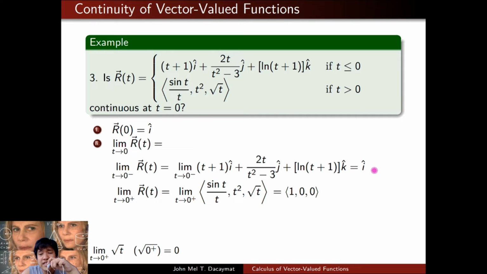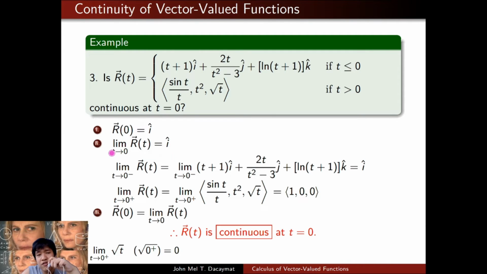And what can you say? Are these two equal? No? Yes, they are. Iba lang ng notation, but they are the same vector. So, meaning, yung limit as t approaches 0, in general, of r of t is I hat, or 1, 0, 0 if you want. So, second condition is satisfied. The limit finally existed. Moreover, yung function value and yung limit nag-equal. Therefore, when we change things up, this became continuous at t equals 0.